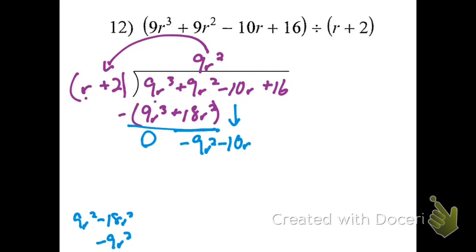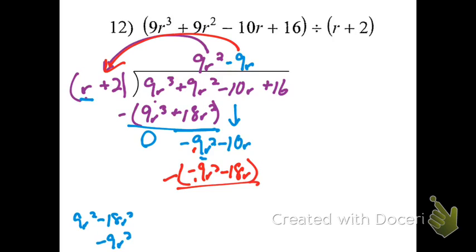Now, what do we multiply by r to get 9r squared? Well, you have to have a negative 9, and you need another r. So that's what's going to go right there. And we're going to take that now, and we are going to distribute it to this binomial here. So negative 9r times r is negative 9r squared. Once again, these two have to match. The negative 9r times 2 will be negative 18r. We have to subtract these two, though.